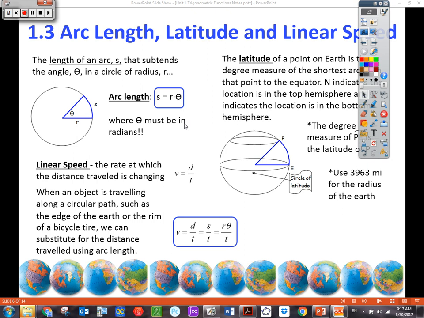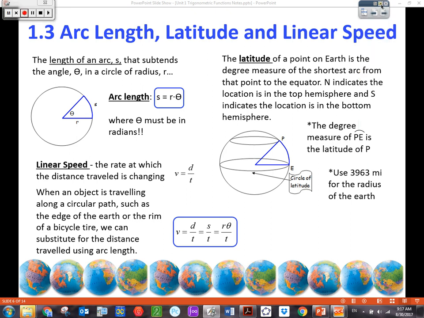Alright, so let's take a look at today's lesson. What we're going to be talking about is arc length, latitude, and linear speed. Those are the three concepts that we're going to be working with today. So let's start out with arc length.